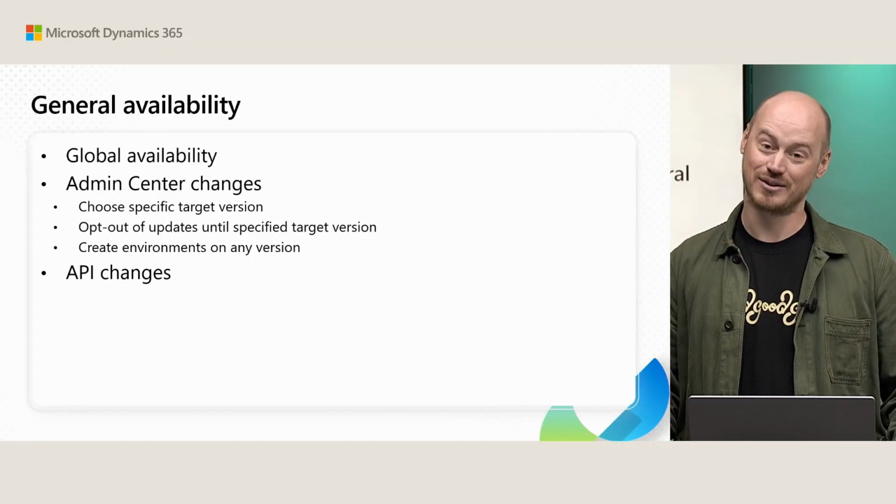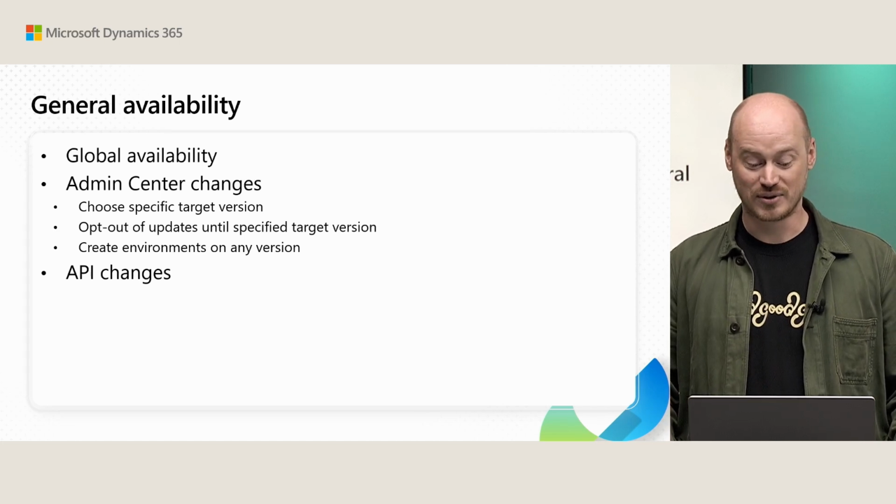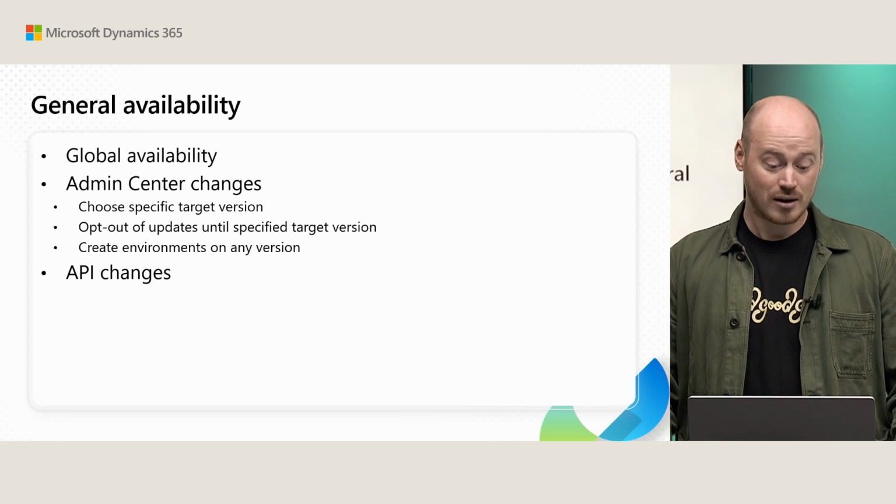So you'll be able to choose a specific target version for your next environment update. You'll be able to opt out of an update until a specified target version. Ricardo will show you how that works. And you'll be able to now create environments on any version.